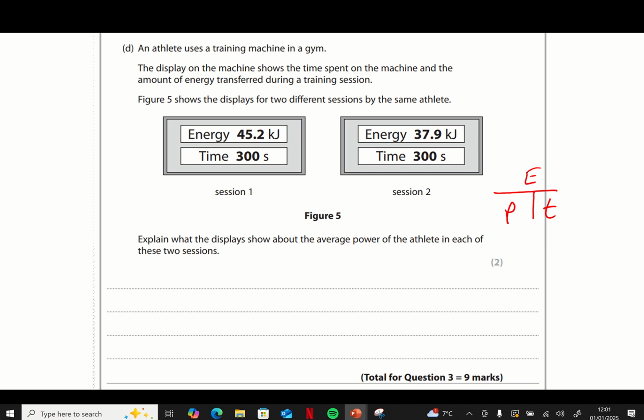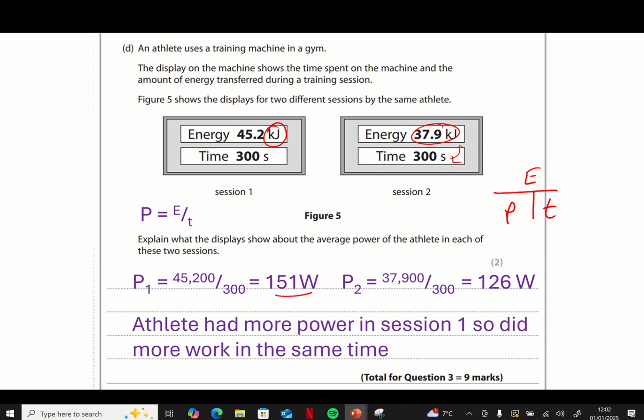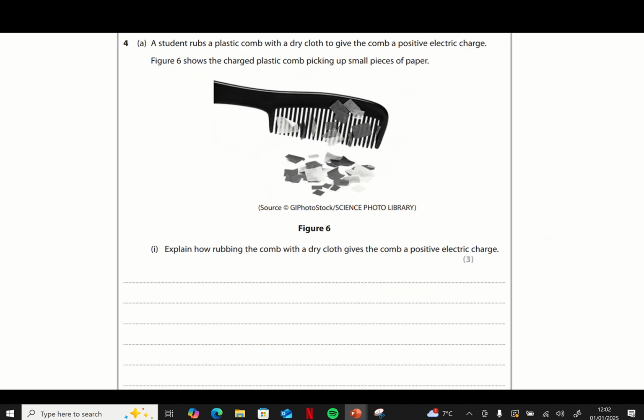And to get the marks, do the calculation on each. So I'm going to do the basic, power equals energy divided by time, do it for each. 45,200, I've just changed that into joules, divided by 300, 151 watts there. Then the power here, 37,900, divided by the 300 seconds, 126. And then I can just compare the two. So the athlete had more power in session 1, so did more work in the same time. And I can see it's the same time. They both did it for 300 seconds. So it's just making sure you use your power is energy divided by time. And that's that.